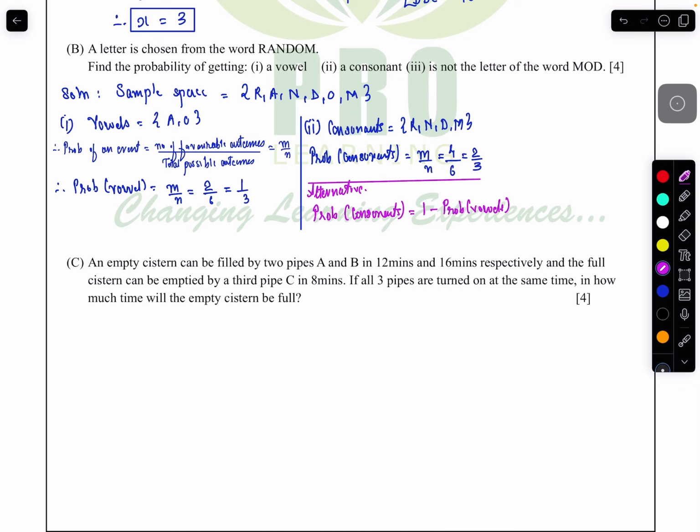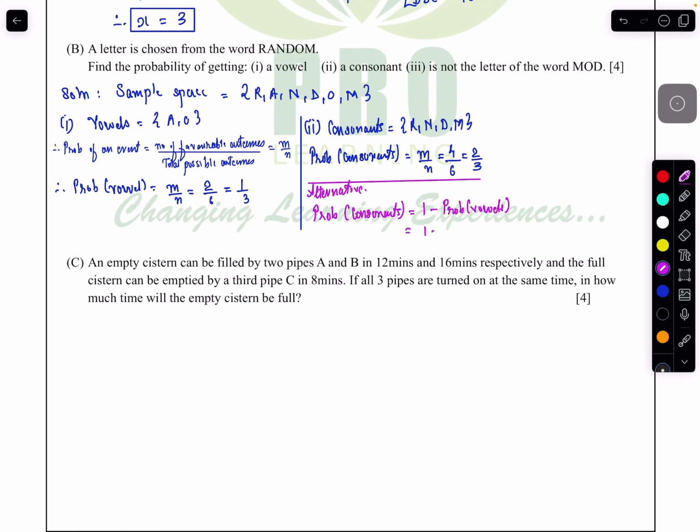Such events are said to be disjoint events. Whenever the events are disjoint, so let's say A and B are two events where they are disjoint, there's nothing in common. So in this case, the probability of A plus the probability of B is going to be 1. That's the reason we are able to use this particular approach.